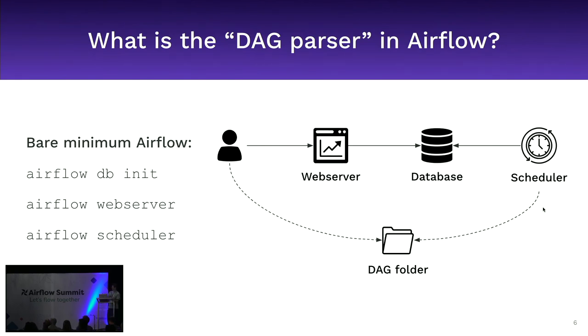So I implemented an event-based DAG parser, but before going there, I want to quickly reiterate how Airflow works internally and why this is even a problem in Airflow. When you open up the Airflow documentation, what you get is something like this. The bare minimum components of Airflow are a web server, a scheduler, and a database in which metadata is stored. The scheduler reads files that you put in the DAG folder, evaluates those, and puts the metadata that it finds there into the database. And you as a user then go to the web server, which queries the database and presents you whatever is stored in the database.